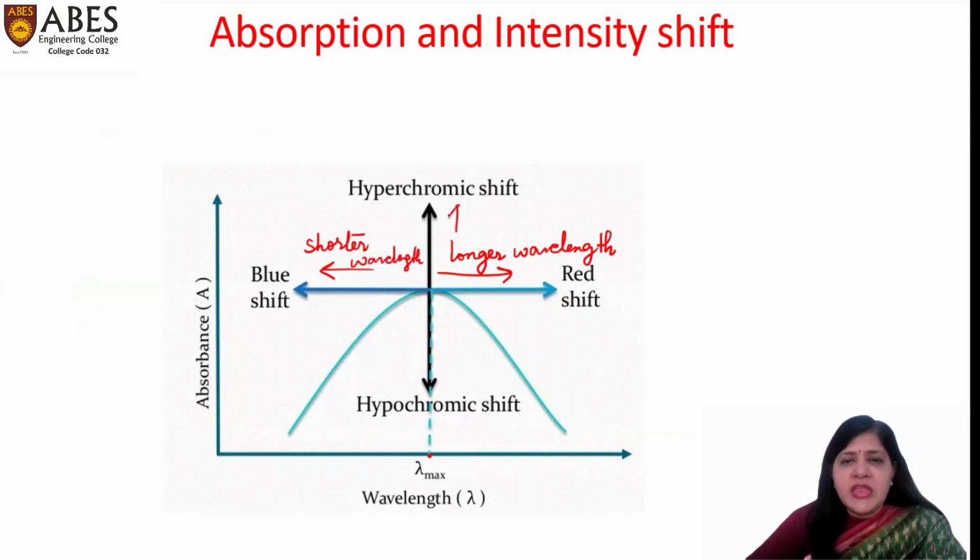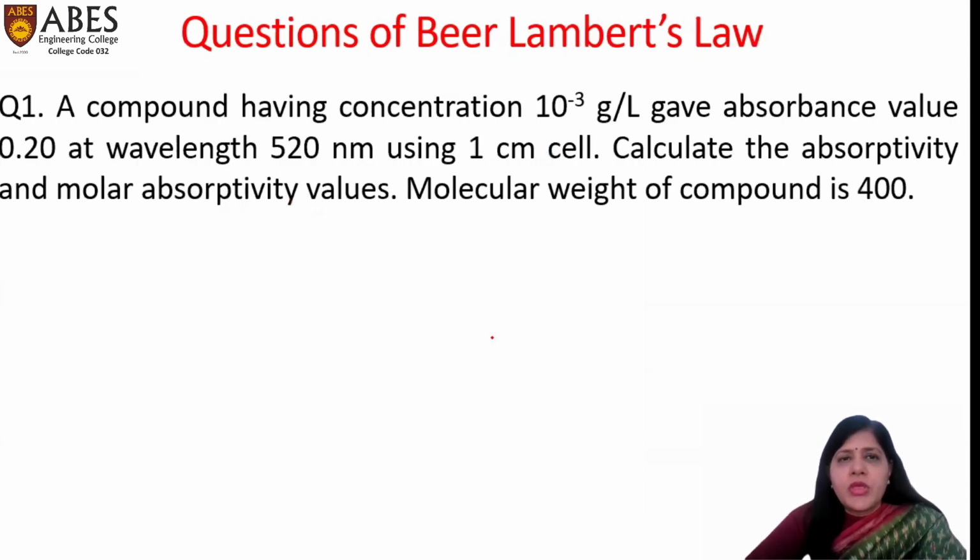Hyperchromic shift is the increase in intensity of absorption, and hypochromic shift is the decrease in the intensity of absorption. Now let's take some questions of Beer-Lambert's law. A compound having concentration 10 raised to the power minus 3 gram per liter gives absorbance 0.20 at a monochromatic wavelength of 520 nanometer using a cell of 1 centimeter. Calculate the absorptivity and molar absorptivity value. Molecular weight of the compound is given as 400.